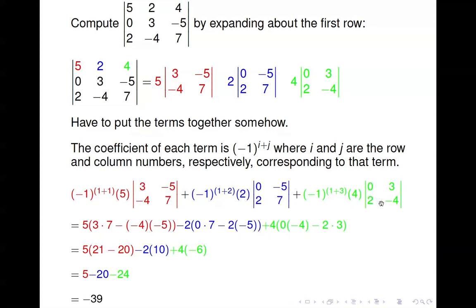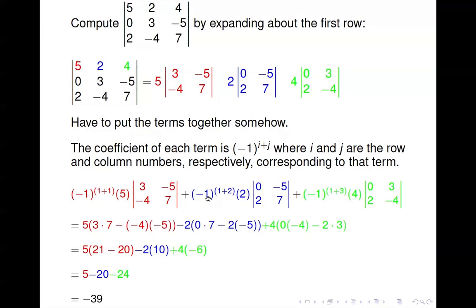Okay, and so if we multiply and add, then what do we get? We get minus 1 to the 1 plus 1, so that's minus 1 squared. So that's just plus 1 times 5, so we bring down 5. And then the determinant here, remember it's just the crisscross, 3 times 7 minus negative 4 times negative 5. So that's what we have here.